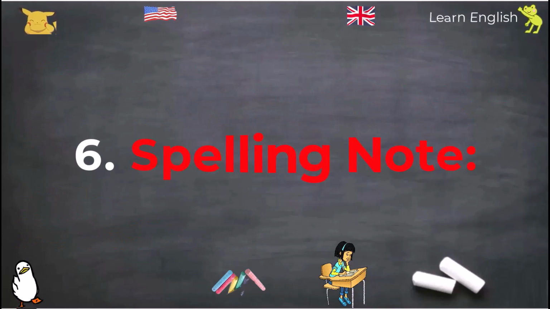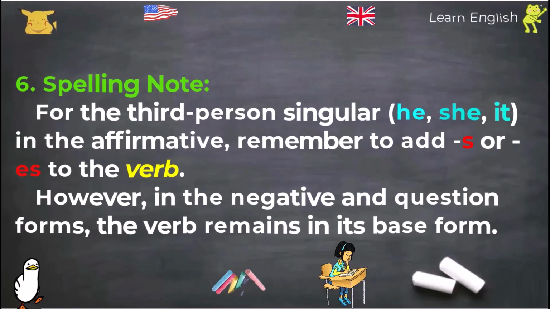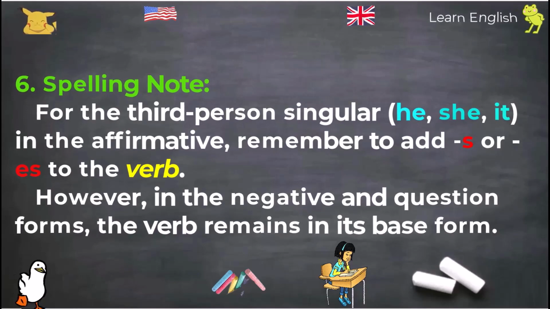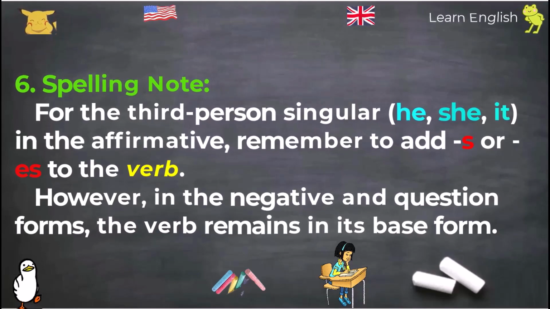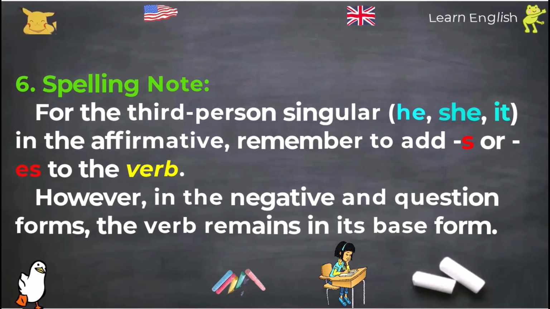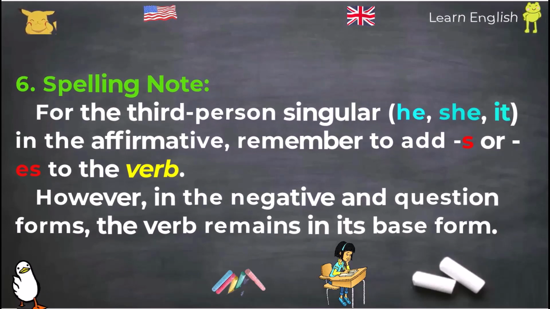Spelling note. For the third person singular, he, she, it, in the affirmative, remember to add s or es to the verb. However, in the negative and question forms, the verb remains in its base form.